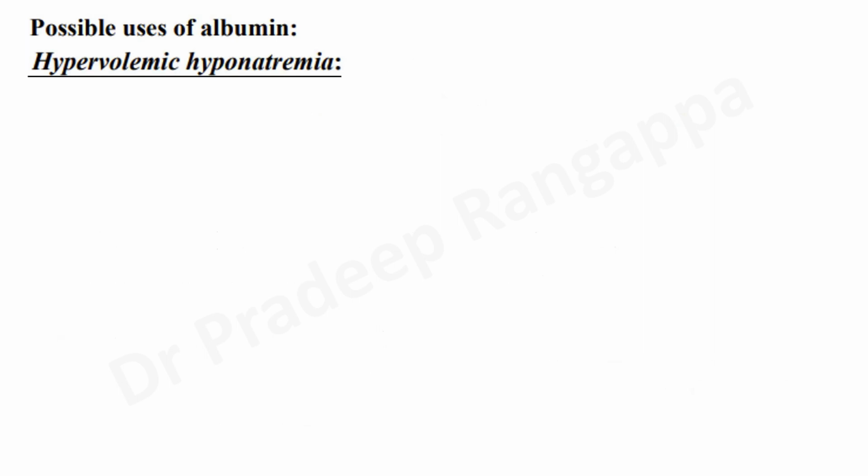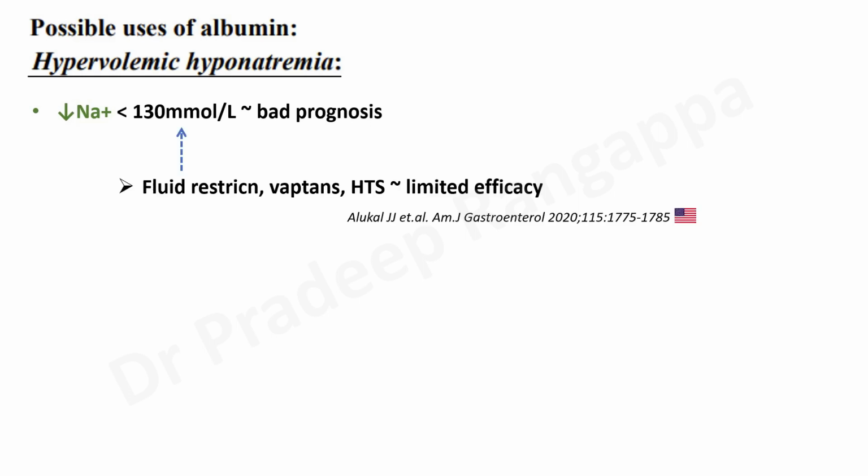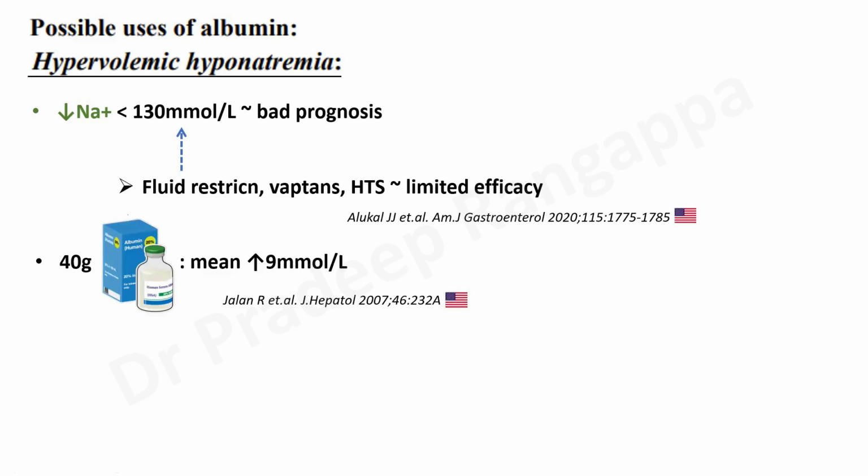So hypervolemic hyponatremia. I'm sure every listener would know CLDs would have hypervolemic hyponatremia, and it is shown that hyponatremia less than 130 is associated with bad prognosis. The typical therapy that we would institute is fluid restriction. We may use Vaptans or hypertonic saline. All these have been found to have limited efficacy in definitely correcting the sodium. So here they've used 40 grams of albumin, which is shown to increase the sodium by 9 millimoles per liter, and this tended to have long-term reversal of hyponatremia.